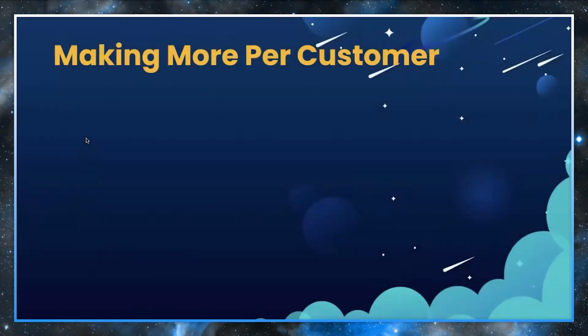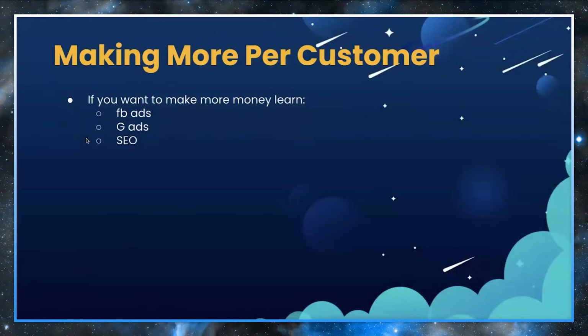So how do we actually make more per customer? If you want to make more money, you have to learn Facebook ads or Google ads or SEO and offer it to those clients. Again, upsell them. This could be a month in, 2 months in, 3 months in to them being your client. Upsell them these ads. Hey, hope you're loving this. Hope you're loving this website. I actually just stumbled across this thing. Would love to show you. When's a good time to jump on Zoom?